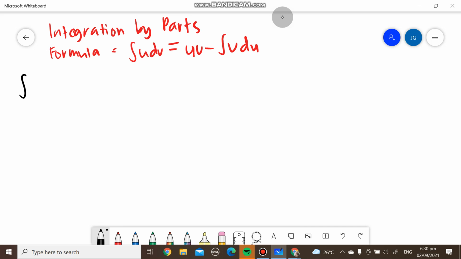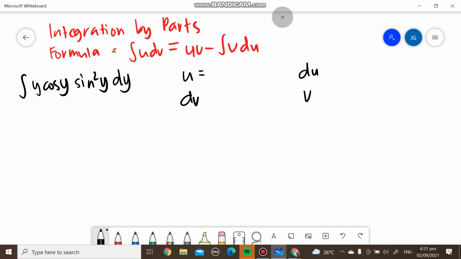integral of y cosine y sine squared y dy. So, we need the value of u, du, dv, and v. So, we set the value of u as y, and the derivative of y is dy. So, we set the dv as cosine y sine squared y dy.